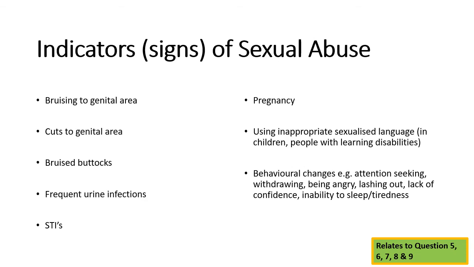The indicators and signs of sexual abuse: bruising to the genital area, cuts to the genital area, bruised buttocks, frequent urine infections, STIs, pregnancy, using inappropriate sexualized language, so in children and people with learning difficulties, disabilities, and behavioural changes again, attention seeking, withdrawing, being angry, lashing out, lack of confidence, and the inability to sleep and tiredness.